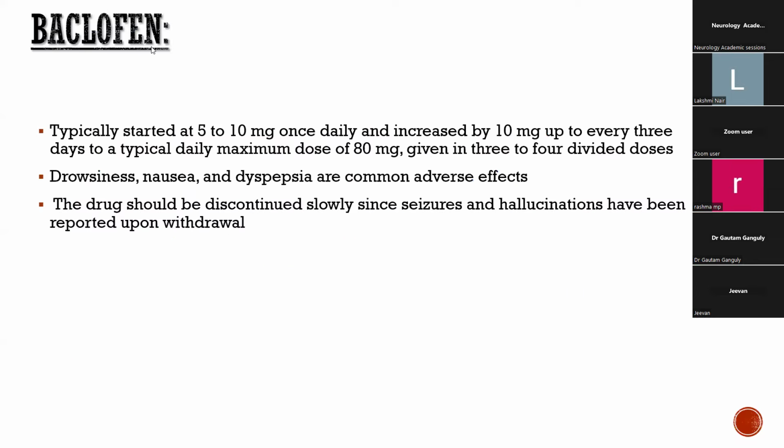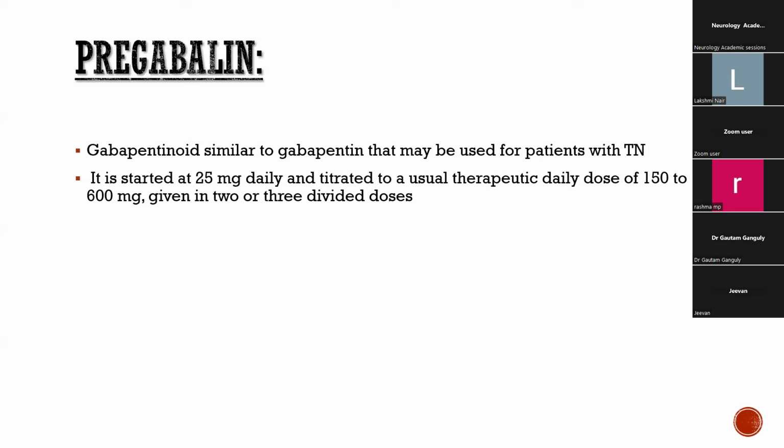So next drug tried was baclofen. It is typically started at 5 to 10 mg once daily and increased by 10 mg up to every 3 days to a typical daily maximum dose of 80 mg. So it can be given as 3 to 4 divided doses. Drowsiness, nausea, as well as dyspepsia are common adverse effects. And the drug should be discontinued slowly since seizures as well as hallucinations have been reported upon withdrawal.